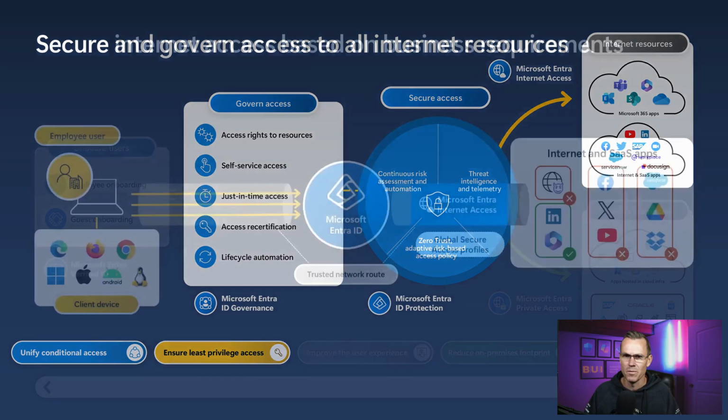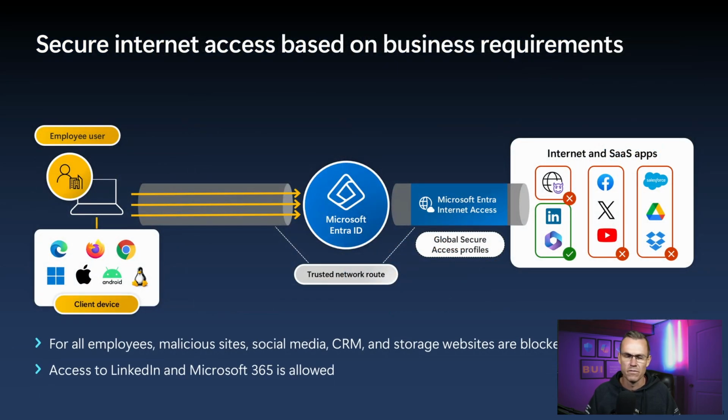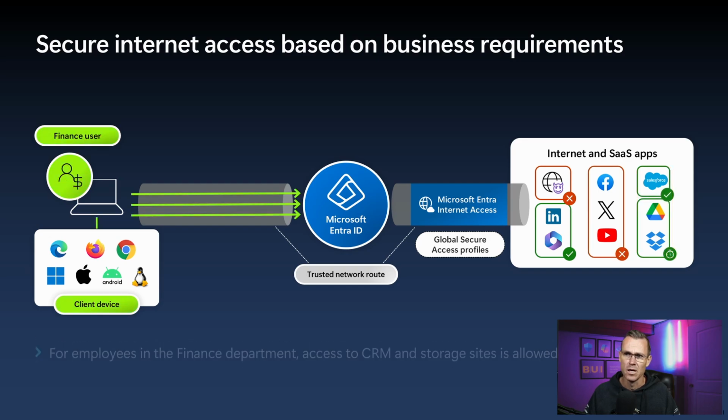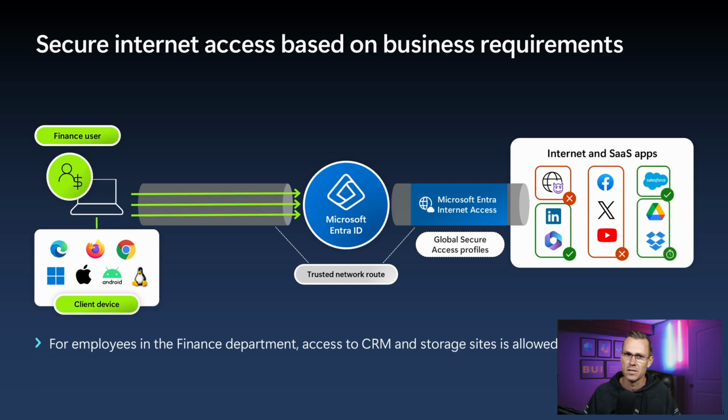In this demo, we're going to be taking a look at how we could take this scenario, for example, where a typical employee at Contoso has all access to malicious sites and social media and all those things blocked, but M365 and obviously LinkedIn is allowed. And there might be a marketing user that should not have access to all the other applications, including hacking sites, but does need access to social media because of their role. Similarly, we have a finance user that might need access to certain finance resources, but social media for them is going to be blocked, right?